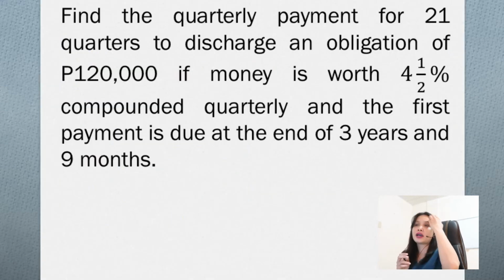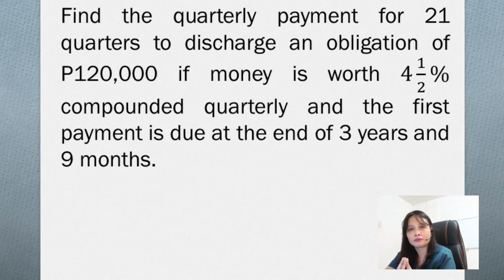Okay, next, find the quarterly payment for 21 quarters to discharge an obligation of 120,000 if money is worth 4.5% compounded quarterly and the first payment is due at the end of 3 years and 9 months. So in here, we need to solve for your quarterly payment, your regular payment. Magkano daw yung regular payment mo for 21 quarters? To discharge an obligation, which is 120,000. Since we're talking about obligation, 120,000 is your present value, that's your investment. So we need to solve for periodic payment.